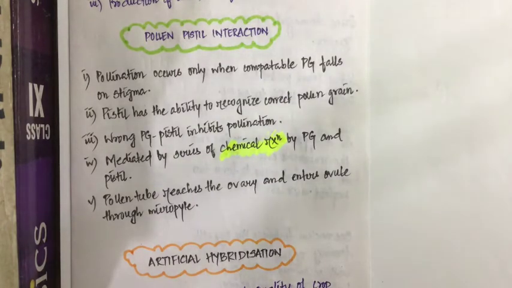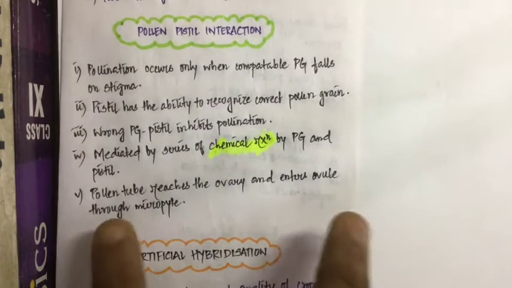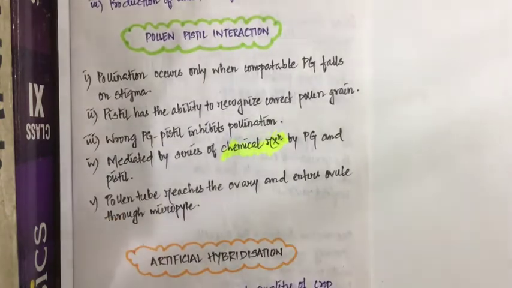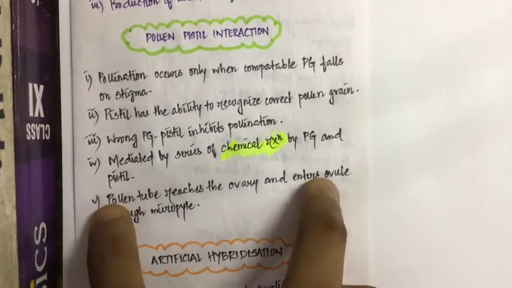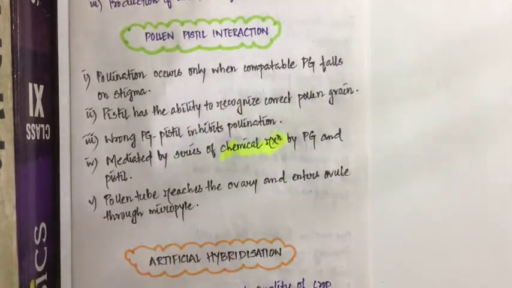The pollen tube reaches the ovary and enters the ovule through the micropyle. Very simple thing, but we'll discuss this when we discuss the double fertilization process, not now. So whenever you see this point number 5, make sure to put a star beside it whenever you are writing down these notes in your copies. Why? Because sir has said that we'll discuss this when the double fertilization process is covered. So very, very important thing. The pollen tube reaches the ovary and enters the ovule through the micropyle.